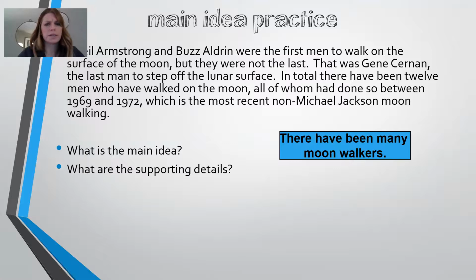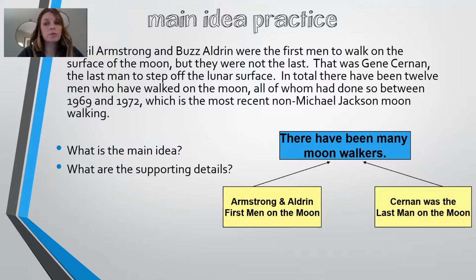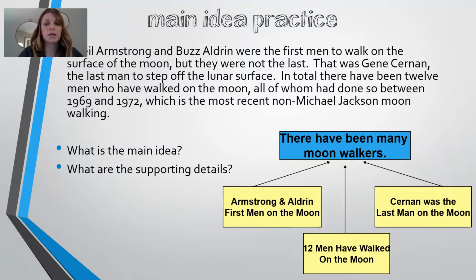What are the supporting details? What additional points does the author include to clarify or make clear their main idea? 1, Armstrong and Aldrin were the first men on the moon. Cernan was the last man on the moon. And finally, in total, 12 men have walked on the moon. All 3 of those pieces support the main idea that there have been many moonwalkers, okay?